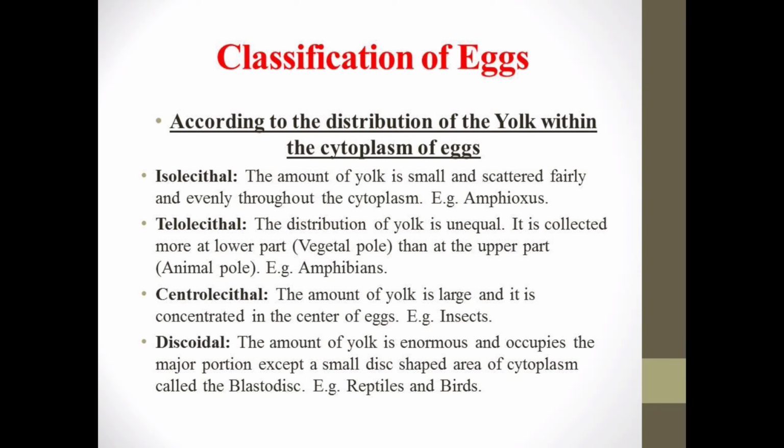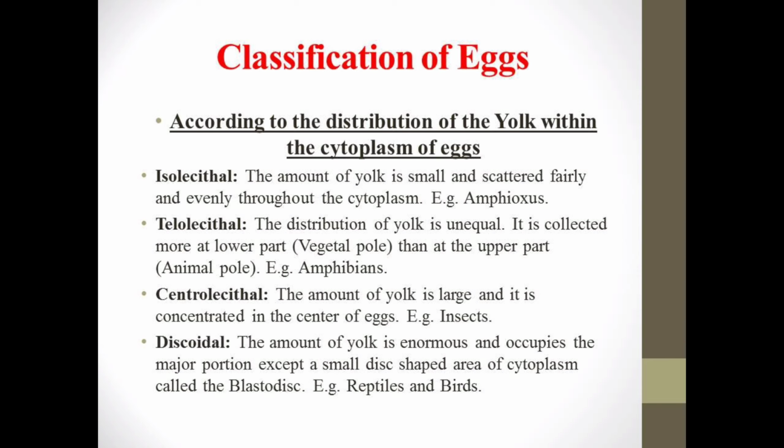Now another type of the egg that is present under this basis of classification is telolecithal, which will have unequal distribution of yolk, as it will be collected more at the lower part comparatively to the upper part of the egg. For examples, you can note down the amphibians. Another type of the egg is centrolecithal, which will have a large amount of the yolk concentrated at the center, and for examples you can note down the insects.